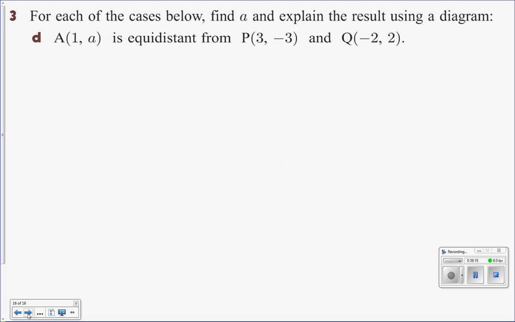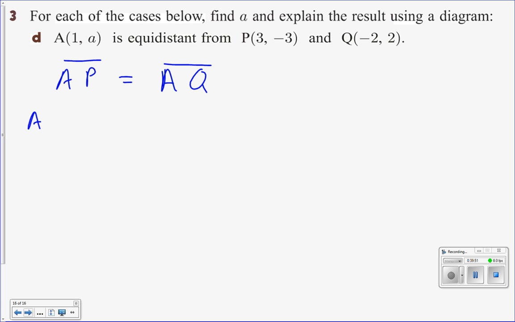Last one. For each of the cases below, find A and explain the results using a diagram. So A is 1A, and it's equidistant from both P and Q. So we can find the distance between A and P, and that distance happens to equal the distance between A and Q. So if we can equate them together. So let's have a look at that.